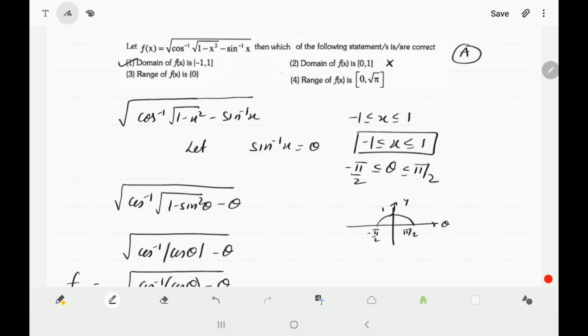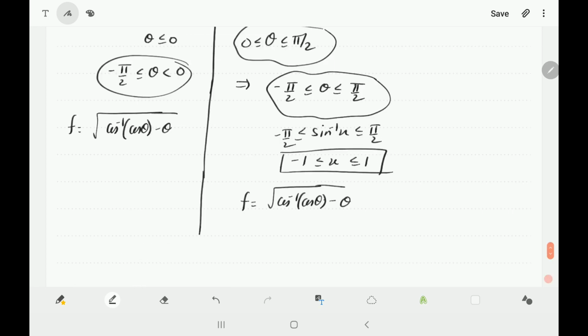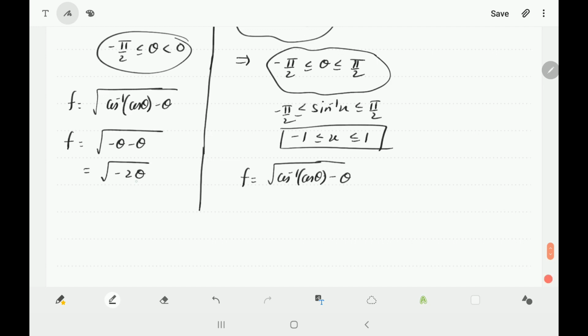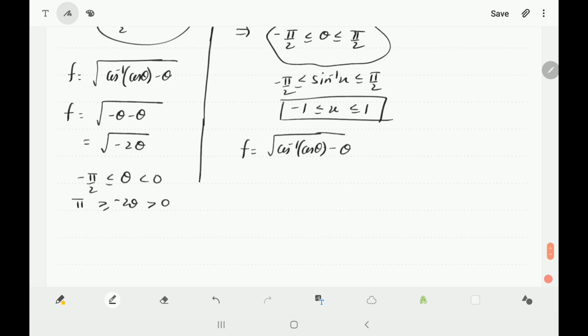Now we have to check the range of this particular function. For range we have to find the values of f. So we'll be writing this as, for theta from minus pi by 2 to 0, cos inverse of cos theta opens up as minus theta, and this is also minus theta. So we have the values of minus 2 theta, under root. Our theta is from minus pi by 2 to 0. Now minus 2 theta will change the inequality, so it will be from 0 to pi. Is this clear?